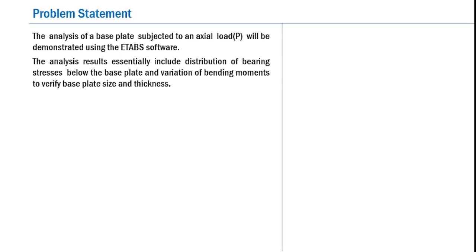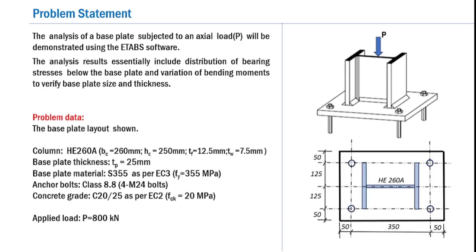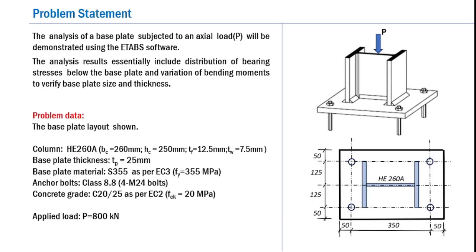So the analysis results essentially include two parameters: first, the distribution of bearing stresses below the base plate, and second, the variation of bending moments. And these two distributions are essential to verify both the base plate size as well as the thickness. So now let me introduce you to the problem parameters used for the analysis.